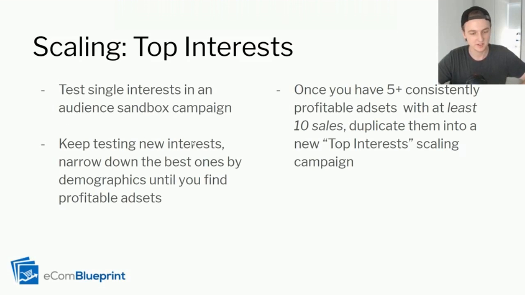And then you want to keep testing new interests similar to the top performers and narrow down the best ones by demographics. So for example, if you have an ad set that's doing really well and most of the sales are coming profitably from 35 plus or something, then you can narrow down to that. And then you can also test similar interests to that one, right? So keep expanding horizontally on interests and narrowing them down, finding new profitable interests until you have 5 plus consistently profitable ad sets.